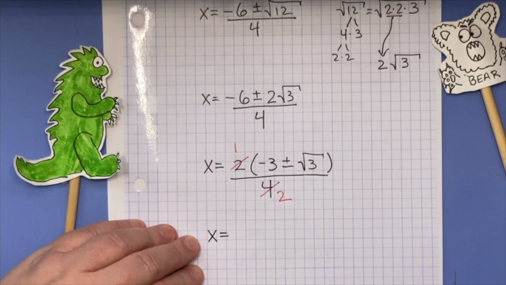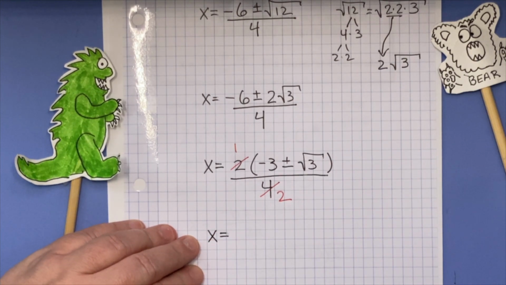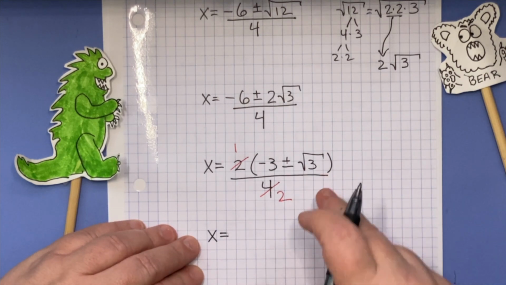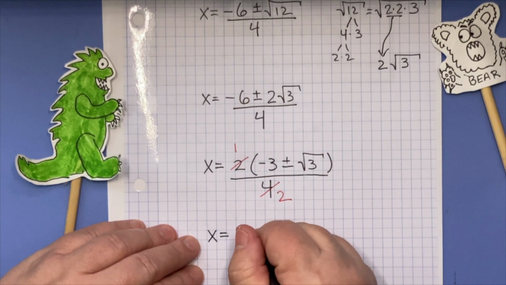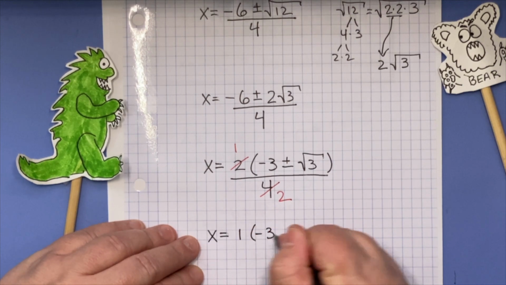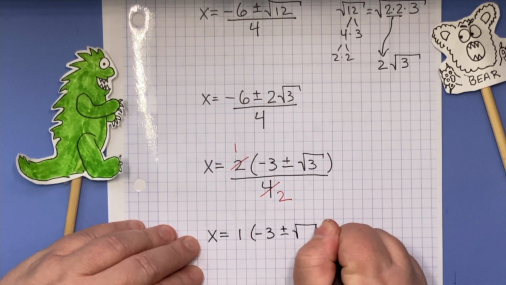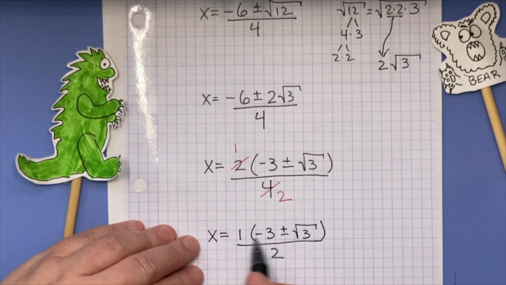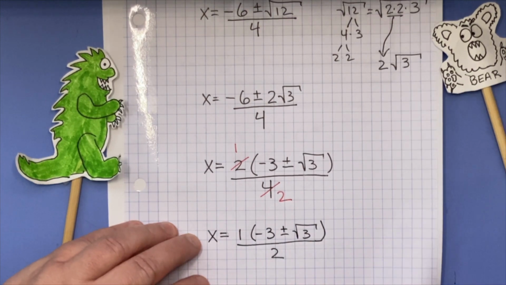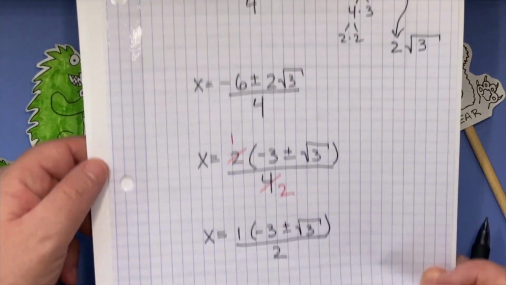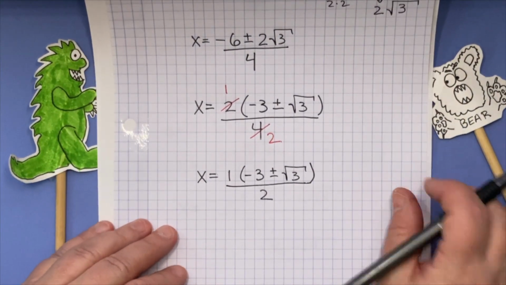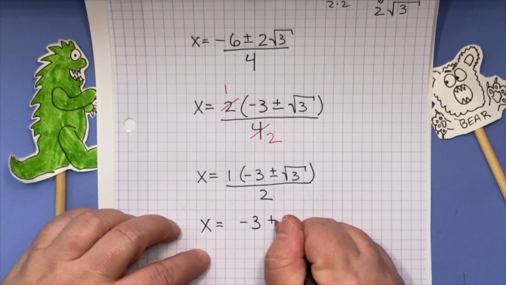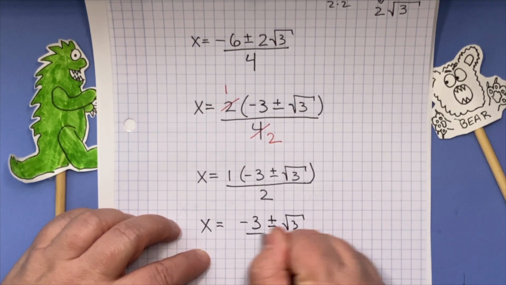And in this particular case, it would not be possible to factor. So you would have to use either the quadratic formula or completing the square. So I've got 1 times the quantity, -3, plus or minus radical 3, all over 2. Now 1 times something, that's just itself. So I can write x equals the opposite of 3, plus or minus radical 3 over 2.